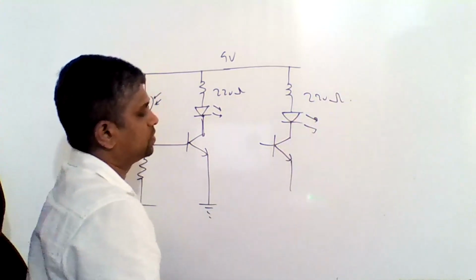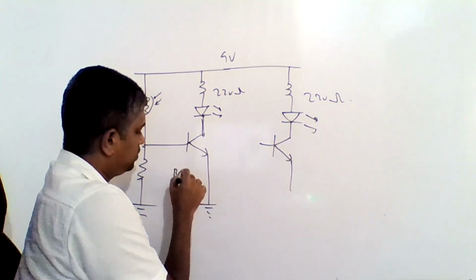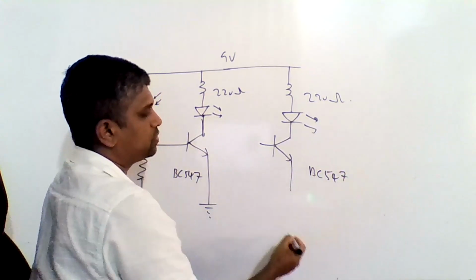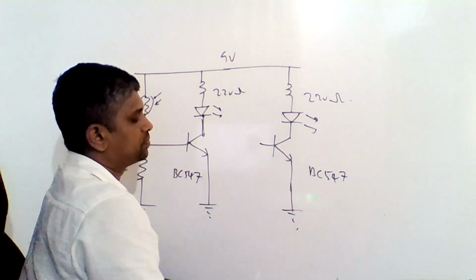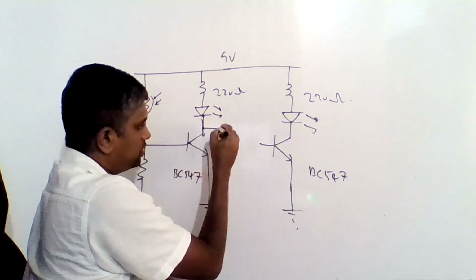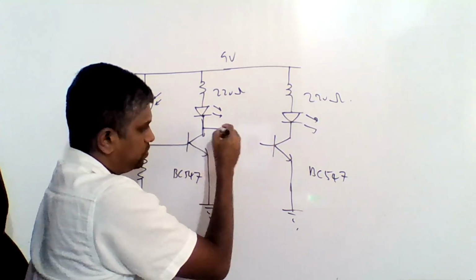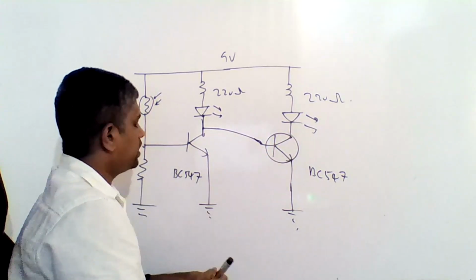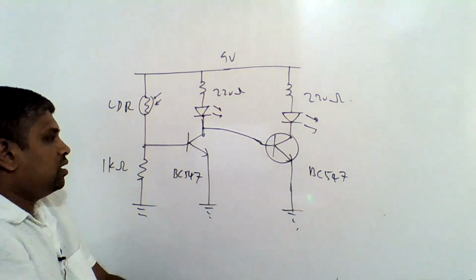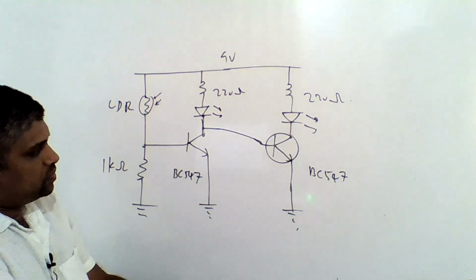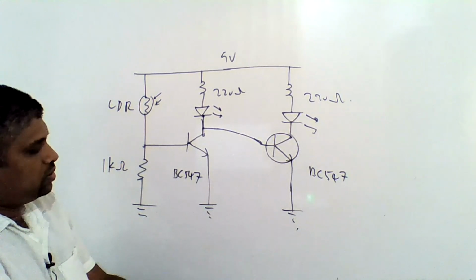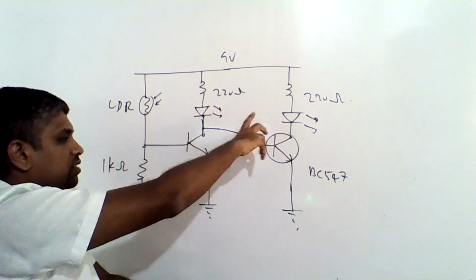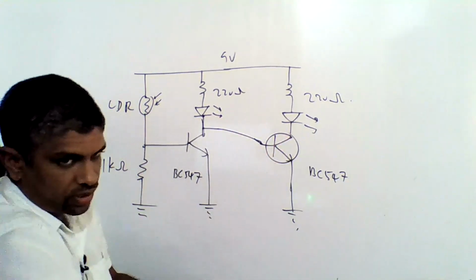This is a 220 ohm resistor. This is a BC547 NPN transistor, and this is also a BC547 NPN transistor, right? So you can connect these two together, directly. Depending on the collector voltage, the base emitter voltage of this one will control it. This is called a two-stage switch. We'll construct it and see.